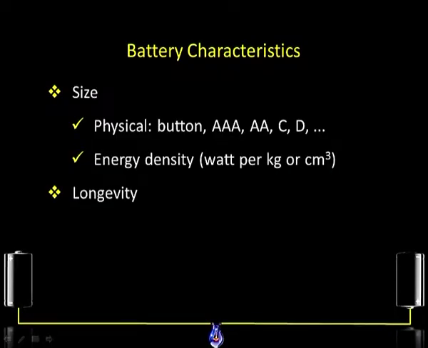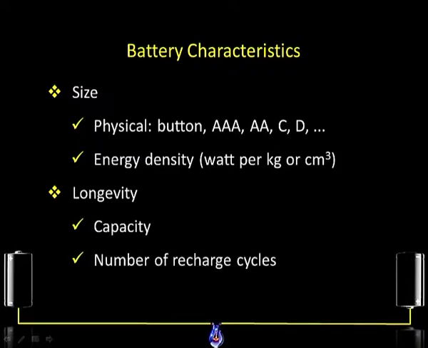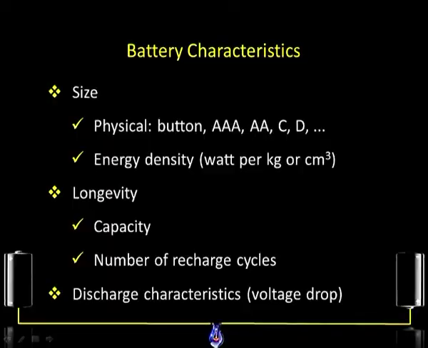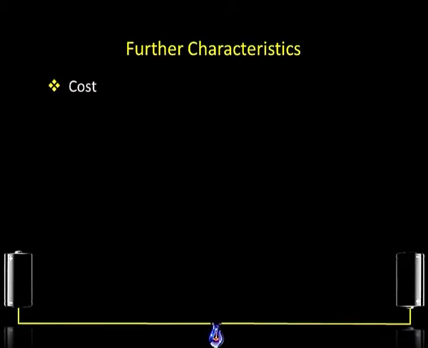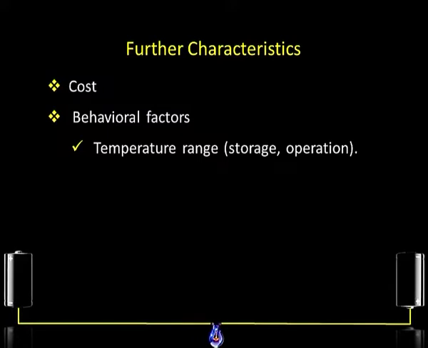Next is longevity, that is how long a battery can work according to its capacity and its number of recharge cycles, that is up to a number of rechargeable cycles a battery can work for a particular application in a particular sector. And then discharge characteristics, that is voltage drop. Next characteristic of a battery is cost. Then there are some behavioral and environmental factors which have to be considered for a battery, like, more commonly, temperature, as I have already told before in the factors for charging that temperature affects charging.